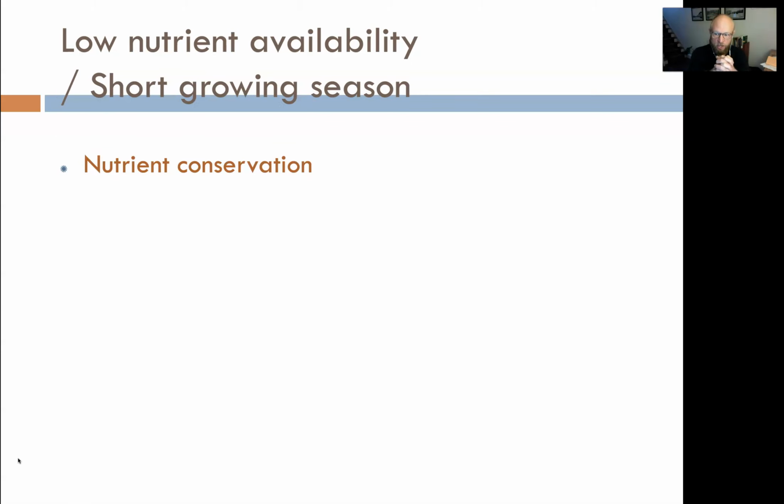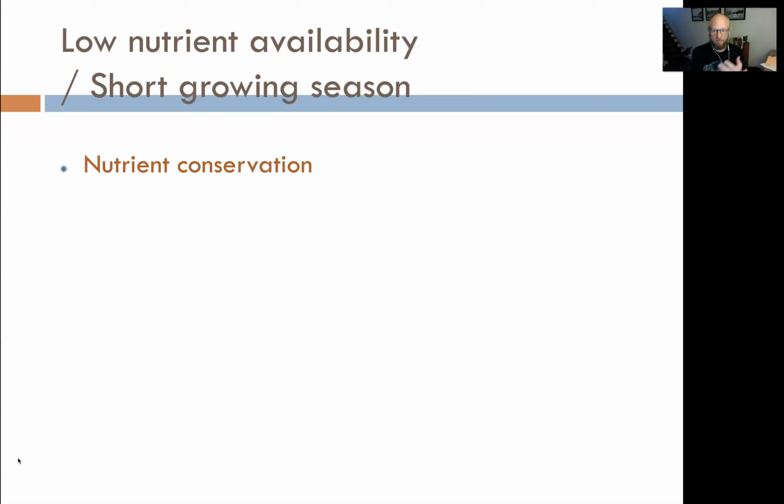When we're talking about nutrient conservation, we're talking about the fact that these plants invest a lot in their leaves, so they last a long period of time. So we're talking about LMA. You all are very comfortable with LMA, and you know that plants with high LMA have leaves that stay on the tree longer, but they have slower photosynthetic rates and lower nitrogen concentrations.